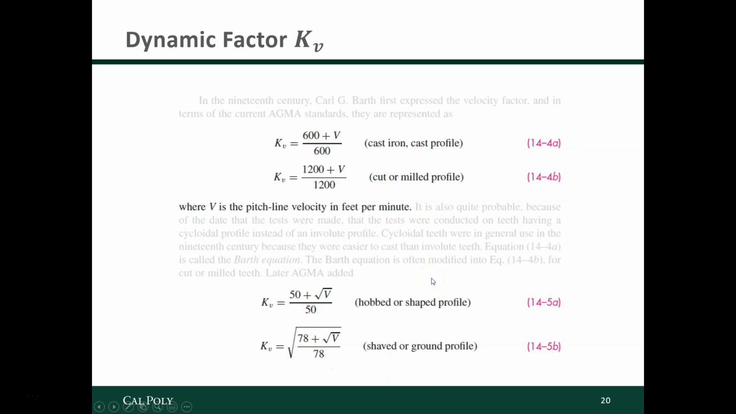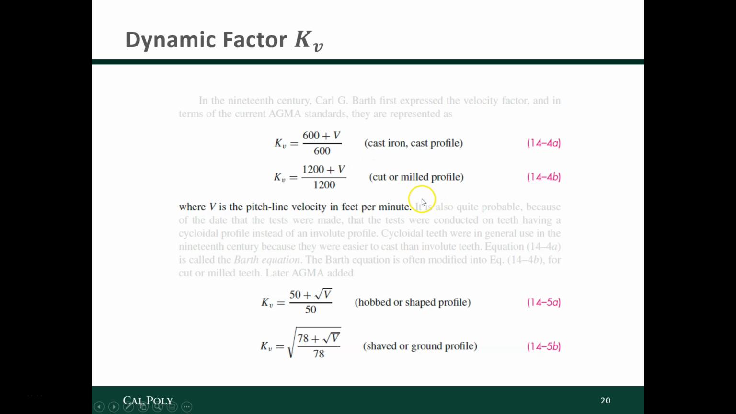Then there's this dynamic factor, kV, and so we've got 4 different equations for how you should calculate kV depending on how the gear was made. If it is a cast gear, then you're going to use this equation. That means it's got like rough surface features. Basically, the more precisely the gear tooth was made, typically the smaller this factor is going to be.